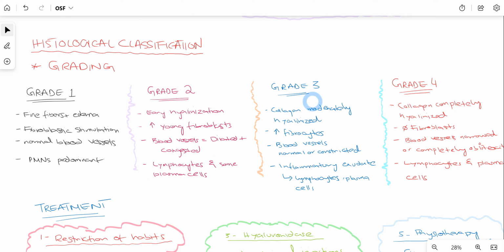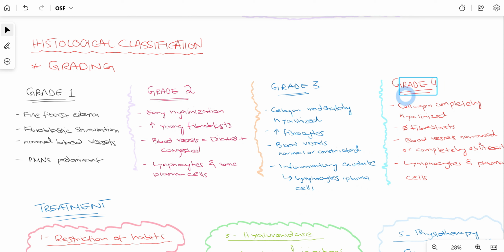When we talk about grade 3, now there will be more collagen fibers hyalinized. There will be an increase in fibrocytes. Now, the blood vessels either will be constricted or sometimes they can appear normal as well. And lastly, there will be an increase in lymphocytes, plasma cells, and inflammatory exudate as well.